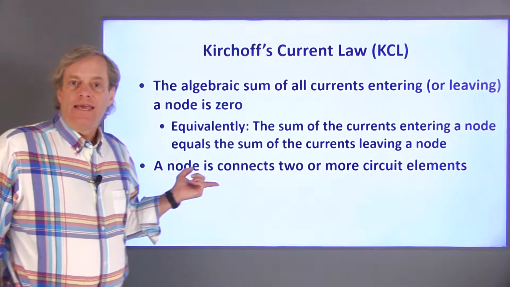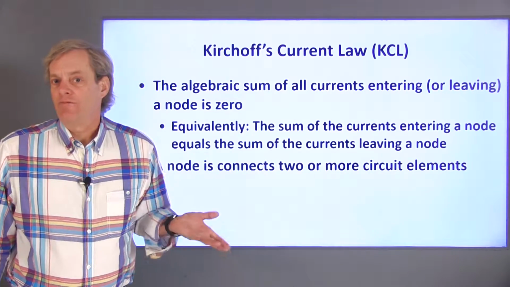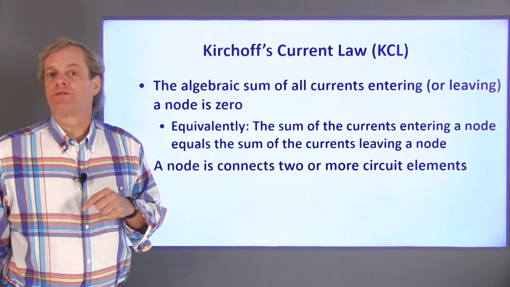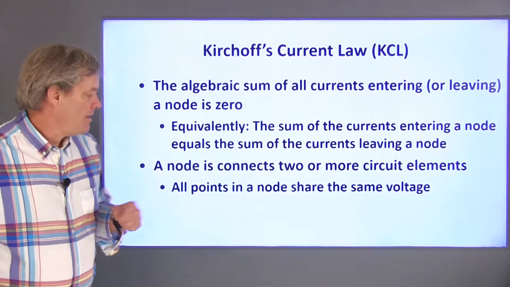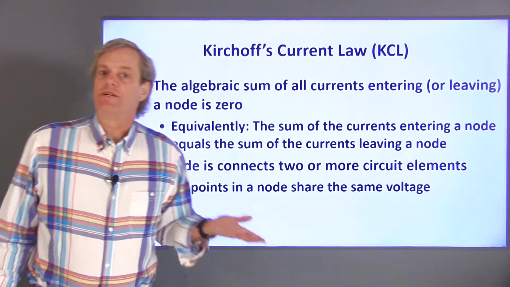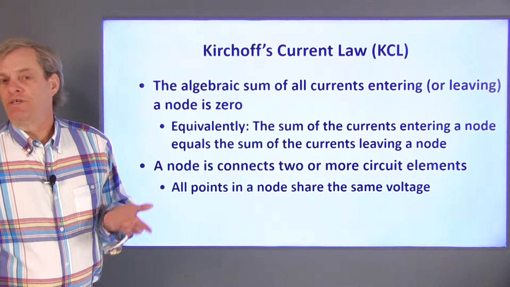In order to apply KCL, we need to be able to identify a node. One definition is that a node is where two or more circuit elements are connected. A better definition of a node is that a node's a region in the circuit within which the voltage is all the same.